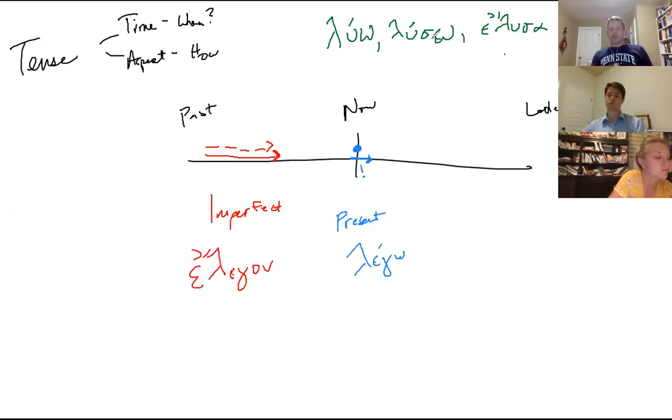So principal parts, this is something we haven't talked about because honestly, we haven't needed to. As of now, if I said, okay, what's that from? You could look in your book, and if you wanted to, you could look up, for example, luo. And if I looked up luo, here's what it says. In your vocab, it's just been luo, I destroy. But when you look it up, it actually says this: luo, luso, elusa, leluca, lelumai, eluthane. I loose and destroy.